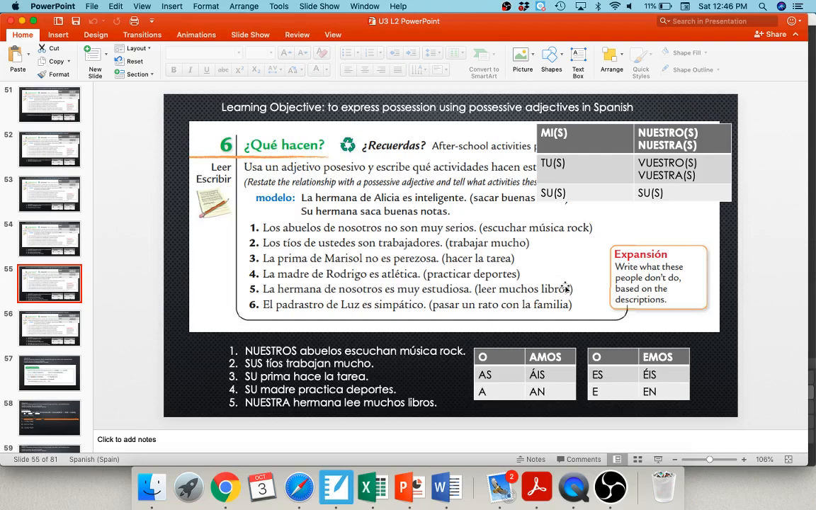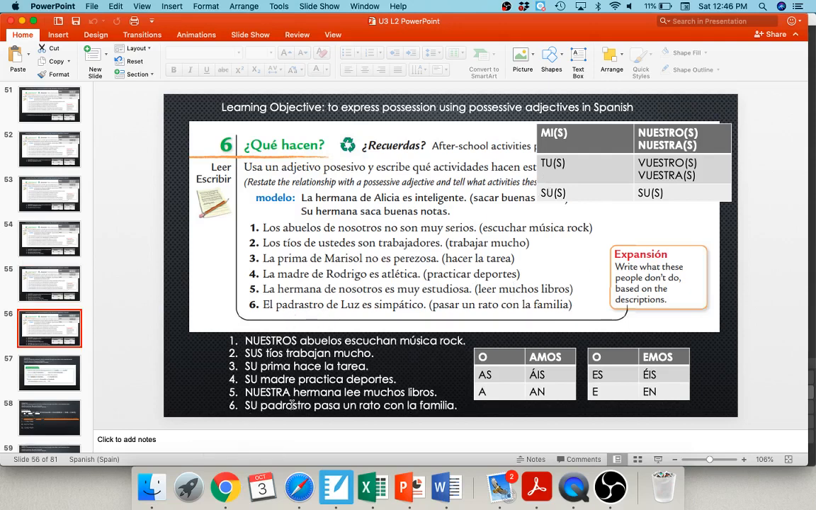And number 6, el padrastro de Luz es simpático. Pasar un rato con la familia. So Luz, her stepfather is very nice, and he hangs out with the fam. So her stepfather is very nice. So her, our options are su or sus. She has only one stepfather. We should choose su padrastro.